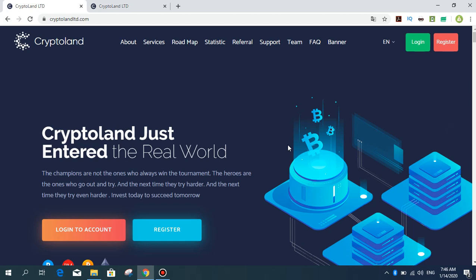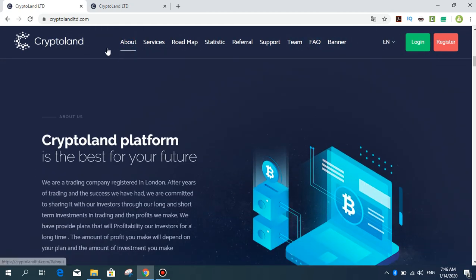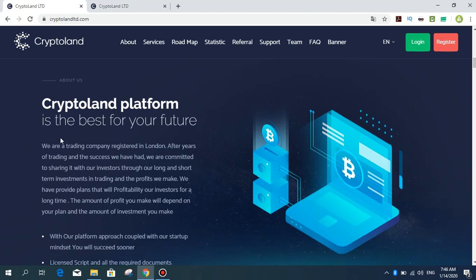I today introduce a new company, cryptoland.com. What is cryptoland.com? On your account about section, and now learn the Cryptoland platform. The Cryptoland platform is the best of your future. You are a trading company registered in London.